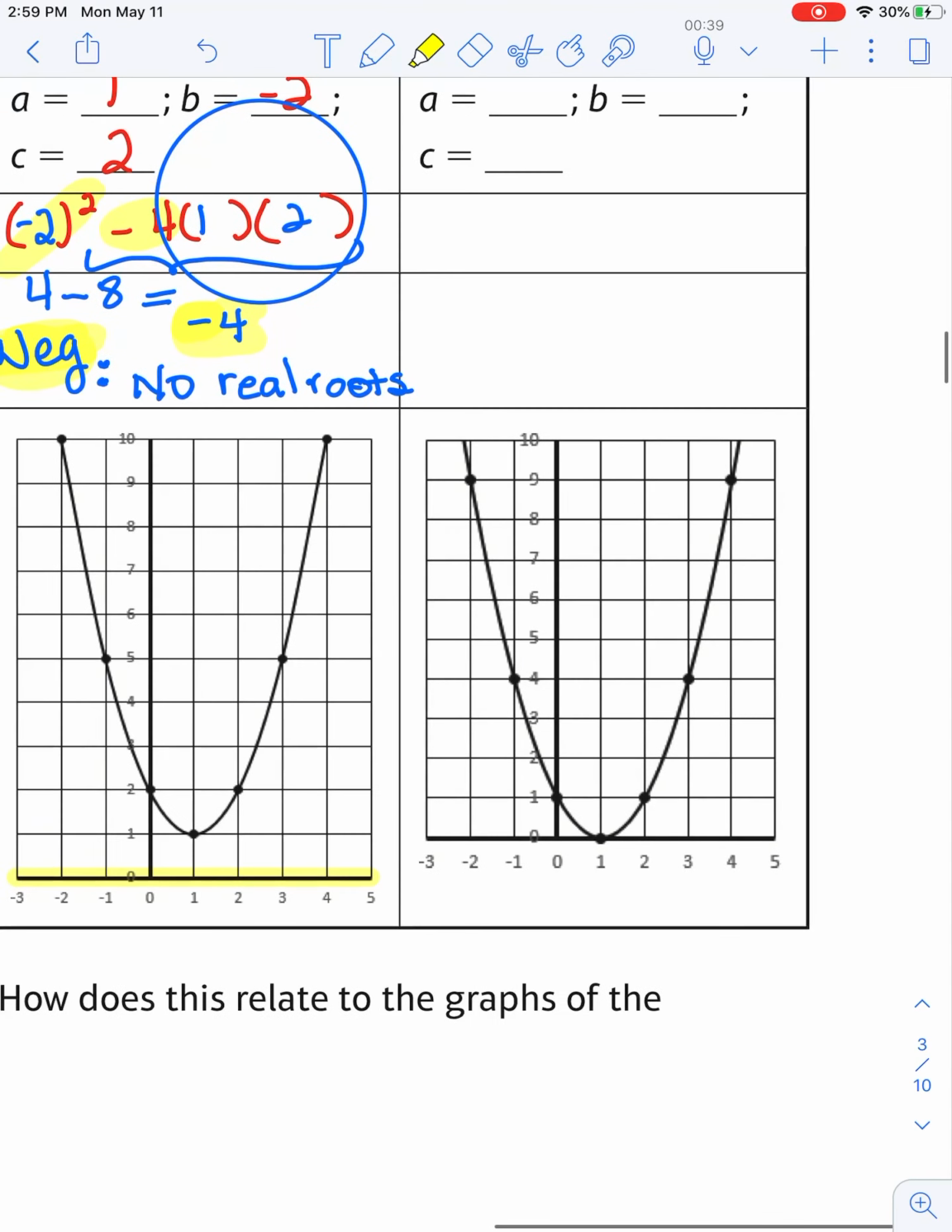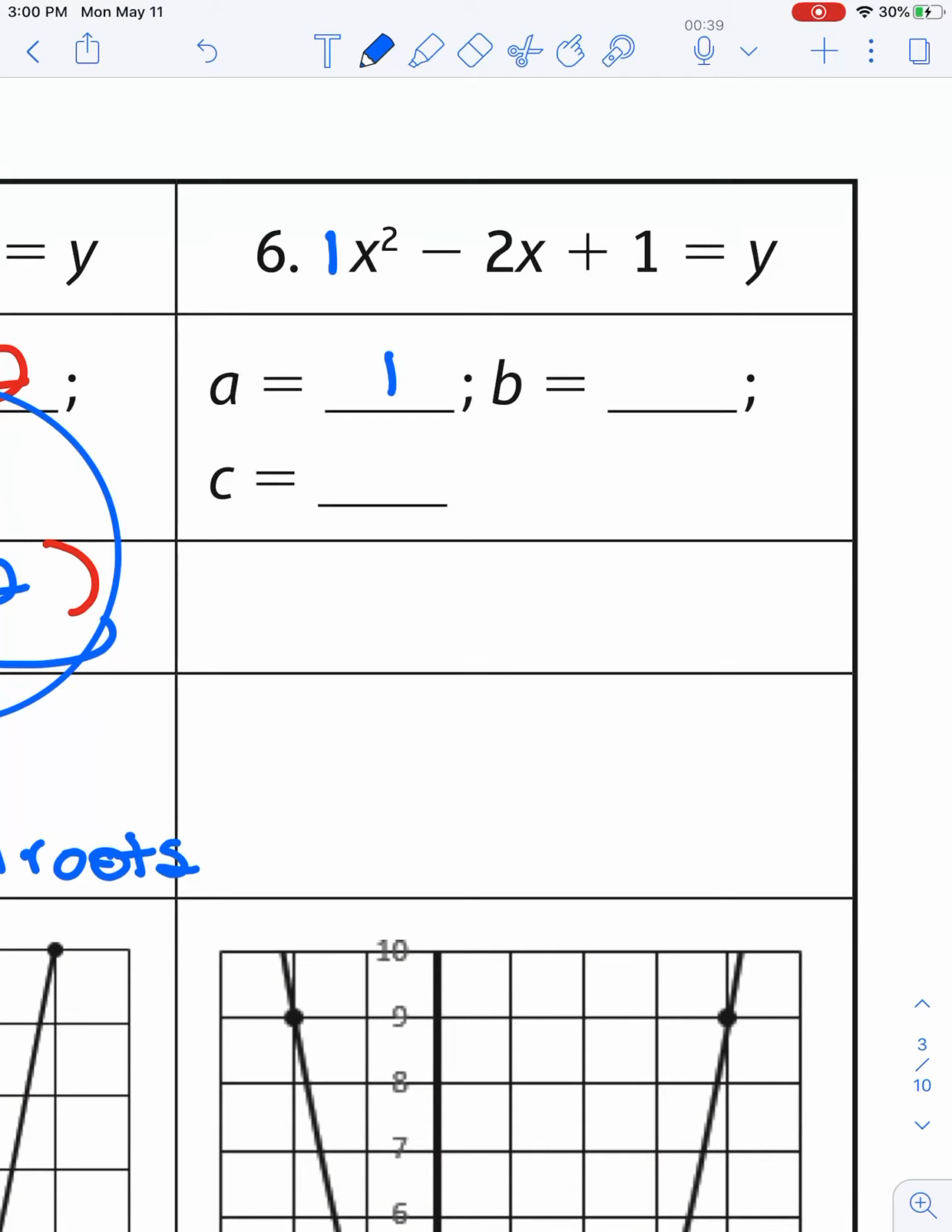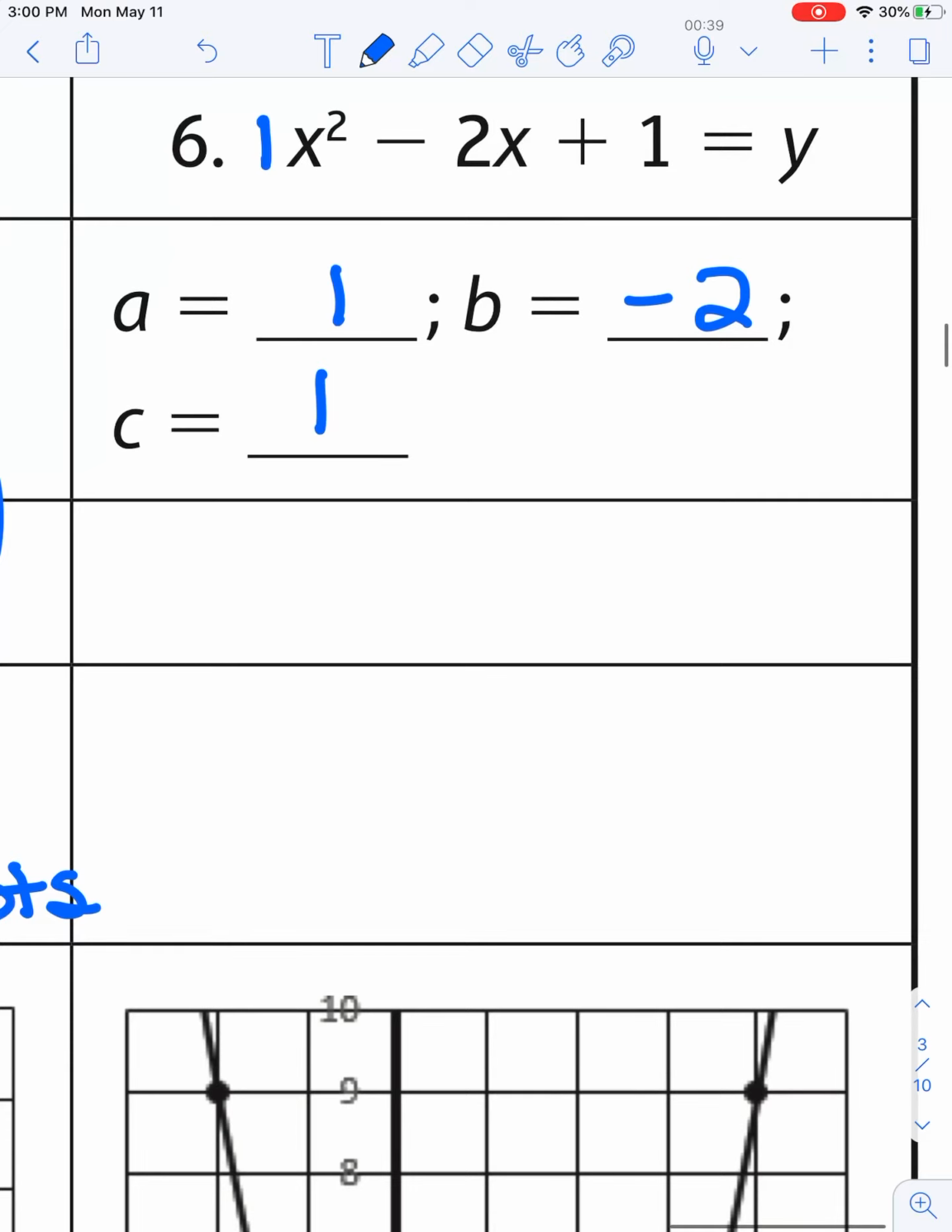All right, so now finally, let's look at this last example. Here's your x-axis. Notice that there is only one x-intercept, and that is at the vertex. So let's see what type of discriminant will yield one x-intercept. Okay, so far we've seen a positive discriminant. We've seen a negative discriminant. Let's see what this is going to look like. So A is 1, B is a negative 2, and C is a positive 1. So we're going to go B squared minus 4 times A times C.